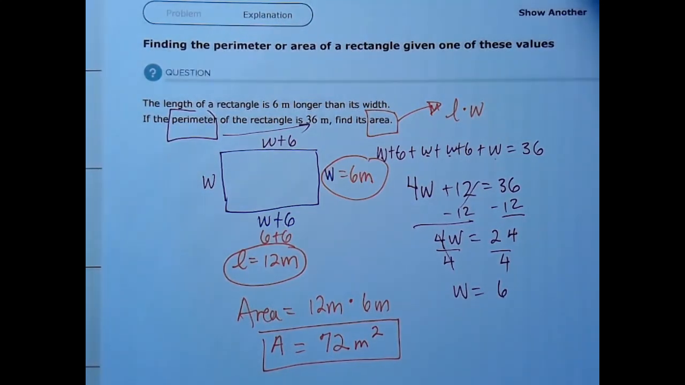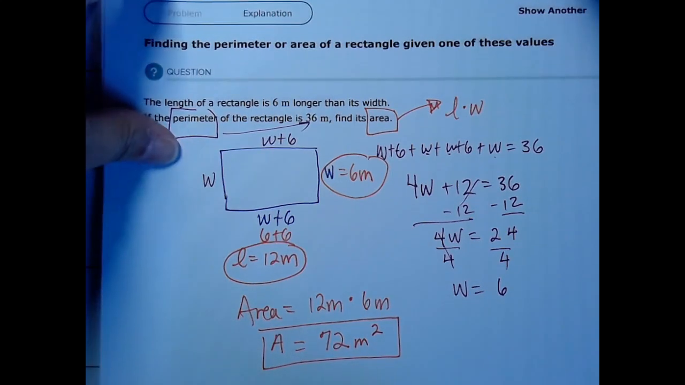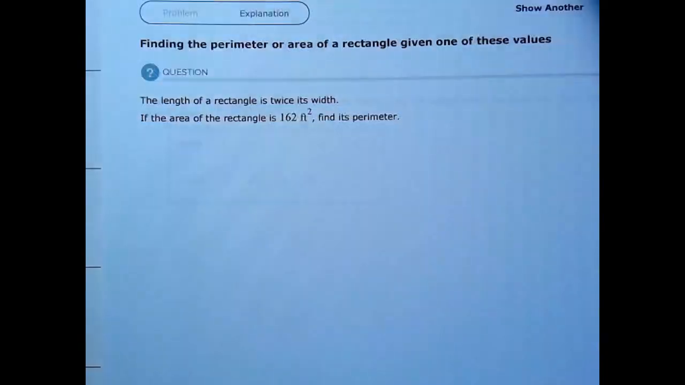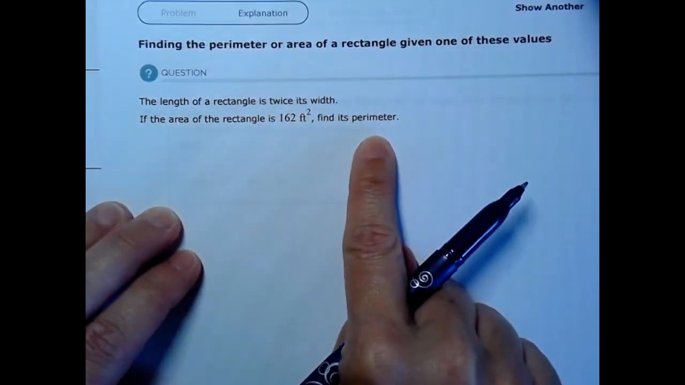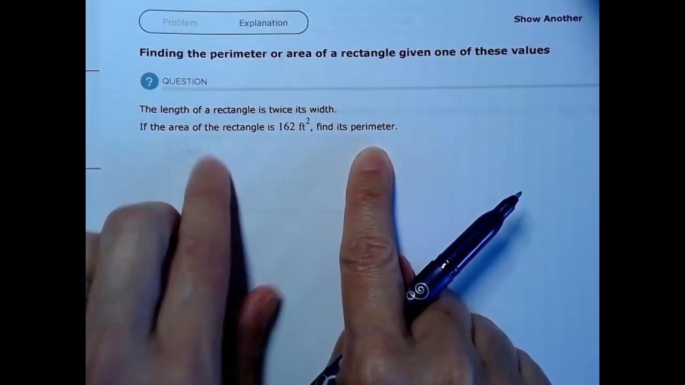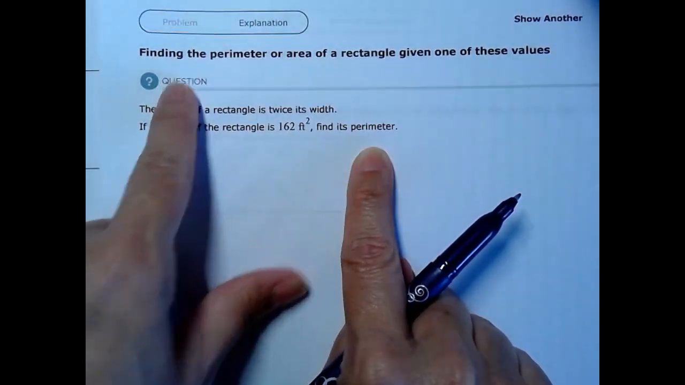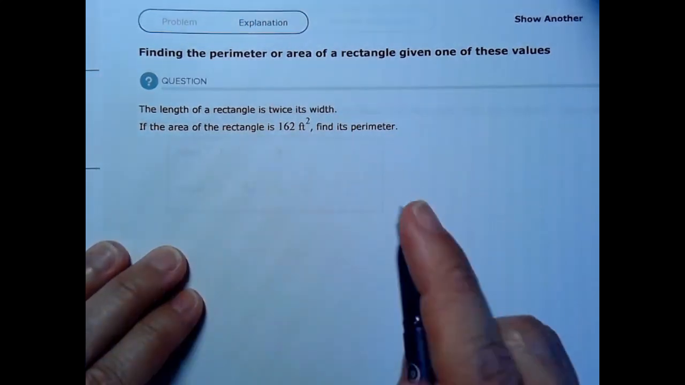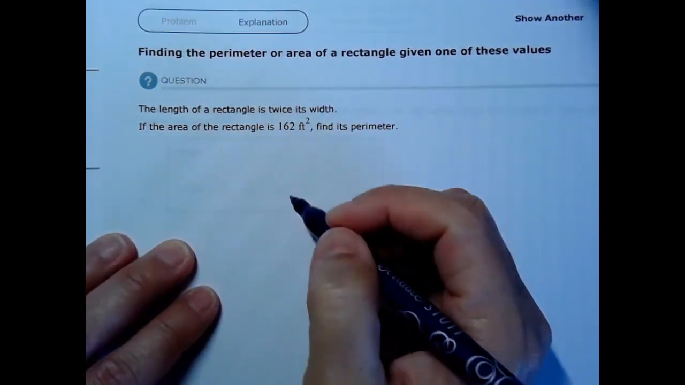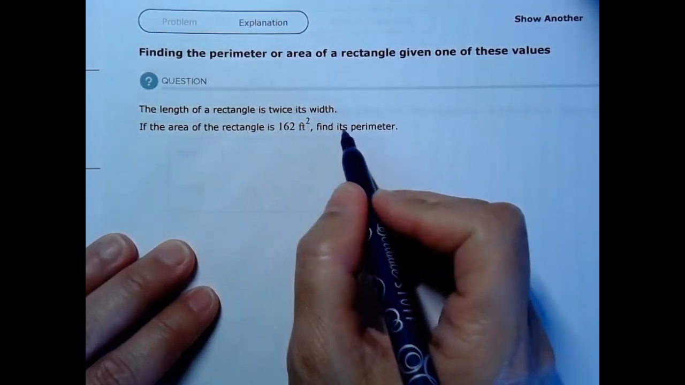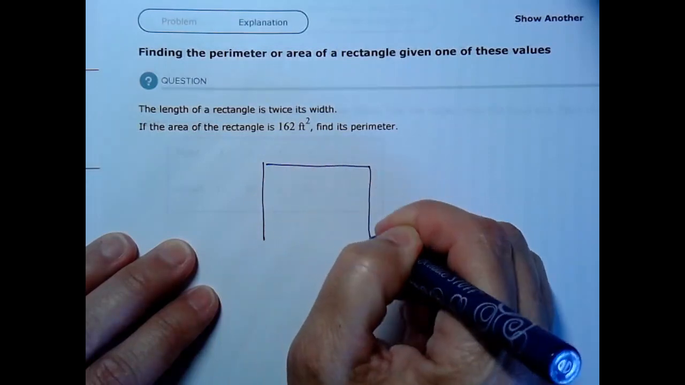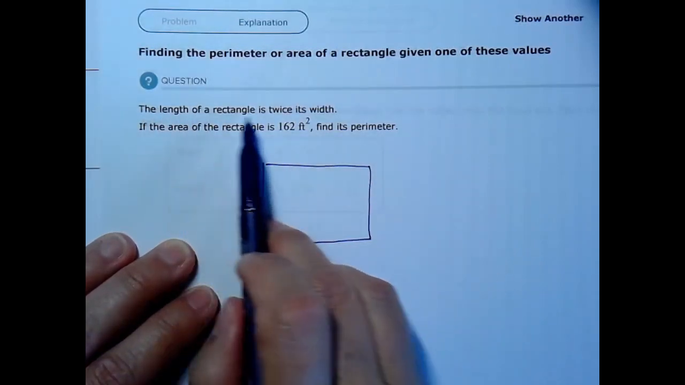Now the next problem has the same direction, but instead of finding the area, sometimes we're asked to find the perimeter. So this is the same title block, so when you're working these and you're looking in your carousel, you can see them. But this time we're going to start off with the area, and we're going to break down and find the perimeter. Once again, I'll draw a rectangle, and I'll read my question to know what I know.